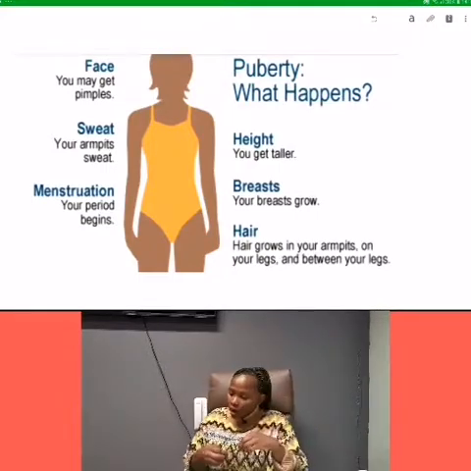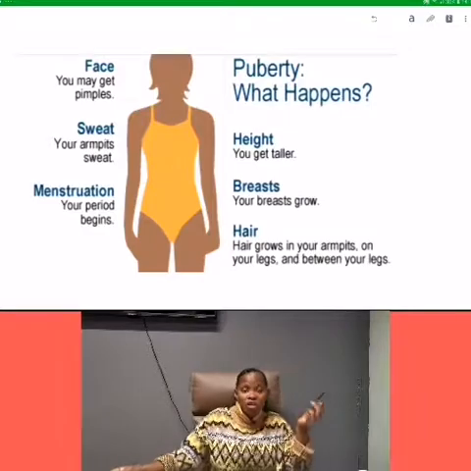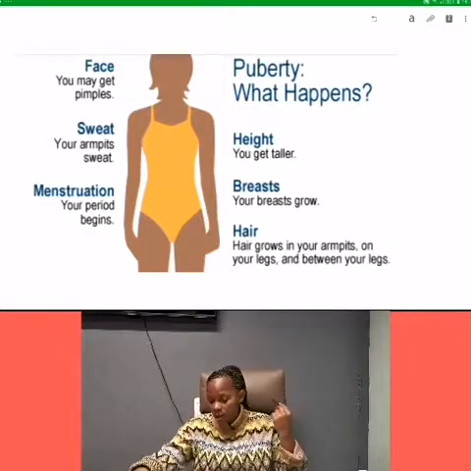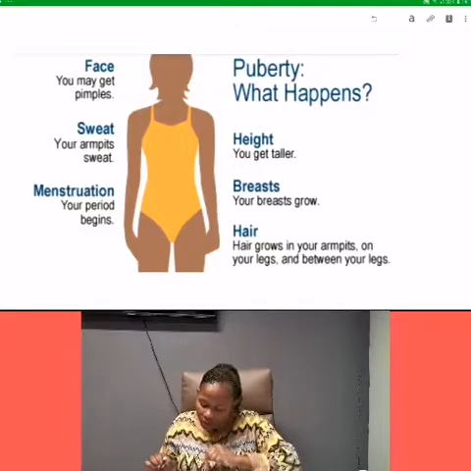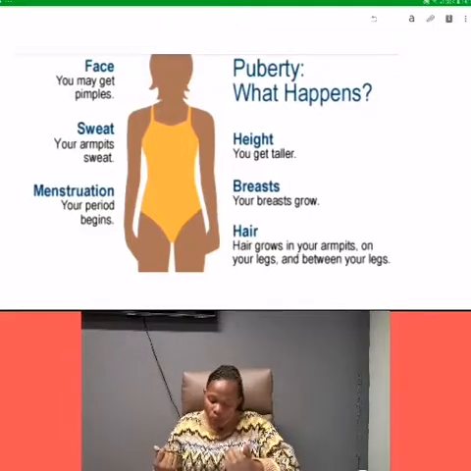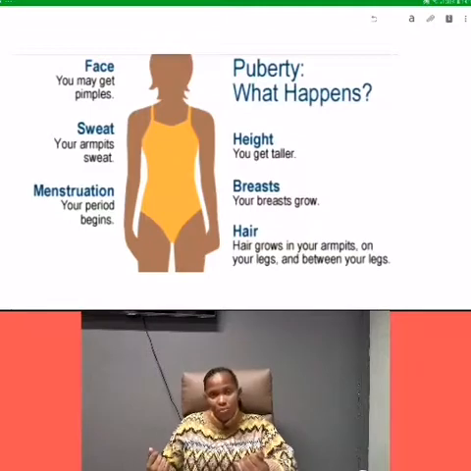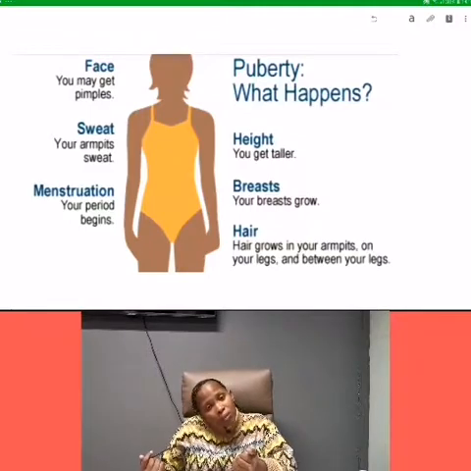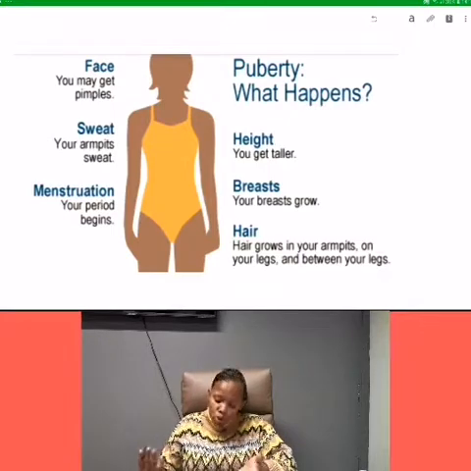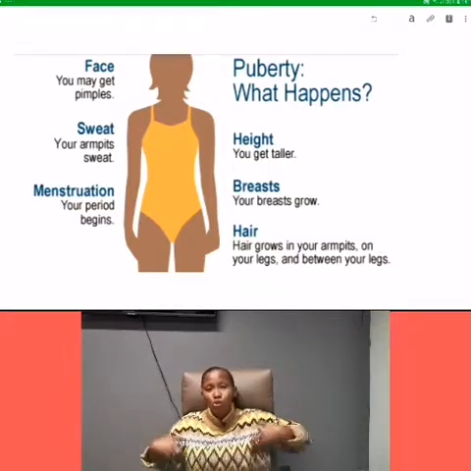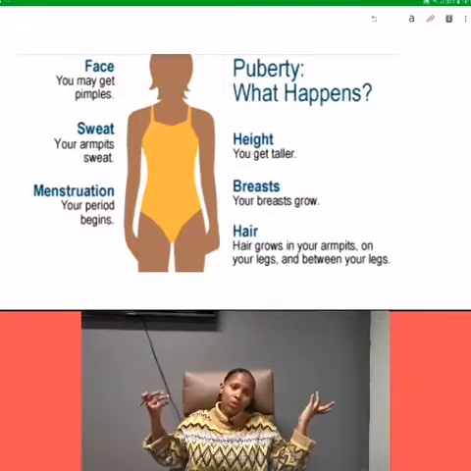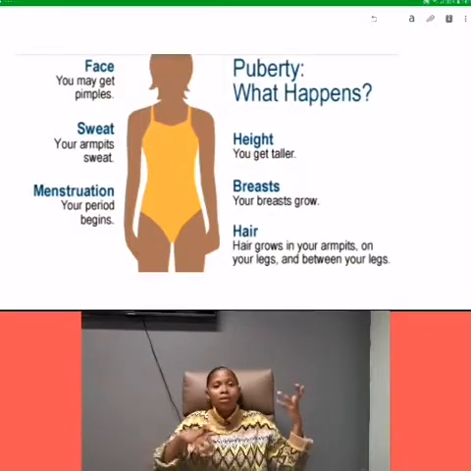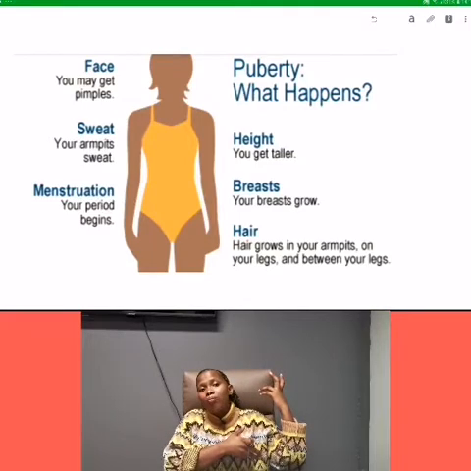In females we have certain changes, and in males they have certain changes. So we're going to talk about the changes that occur in females. Let's start with the face. Females may get pimples, which is a sign of their puberty beginning. Your armpits begin to sweat, and that's where you start applying roll-ons to make sure that your armpits do not smell.